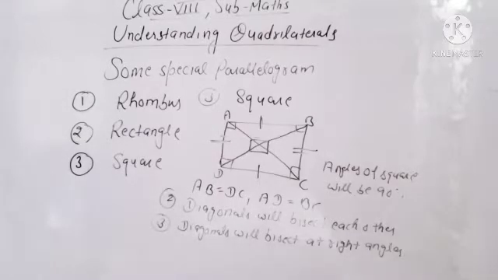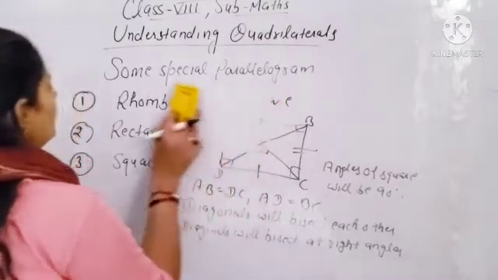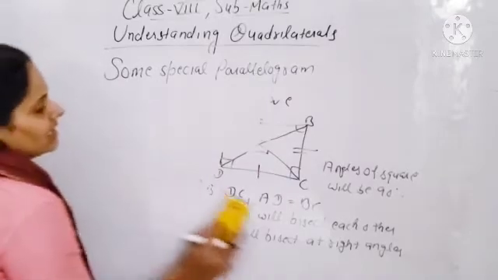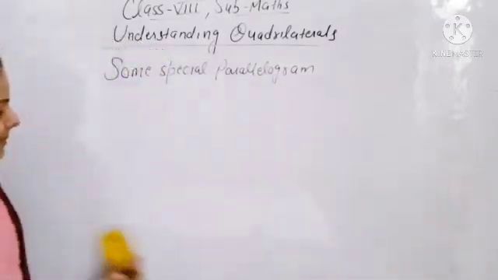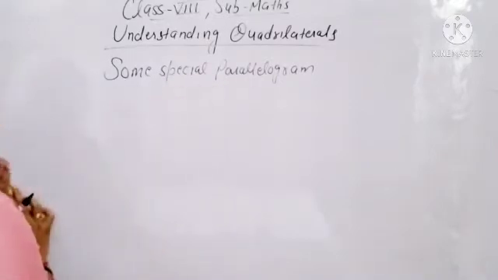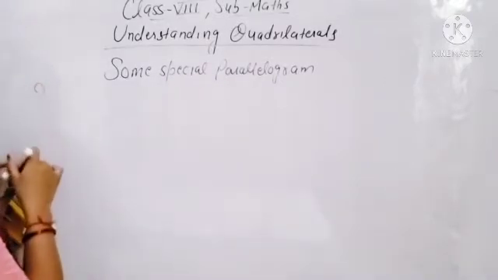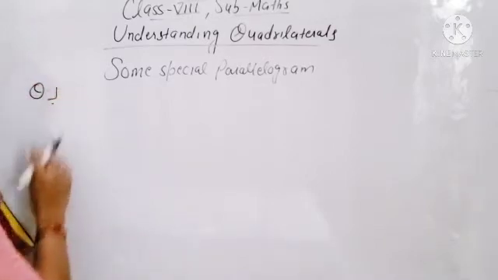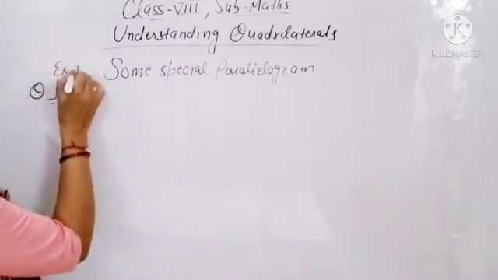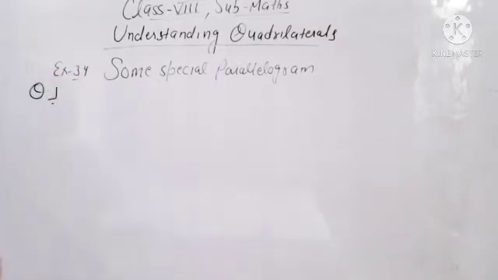Okay, so beta, your next and last exercise, Exercise 3.4, is totally based on special parallelograms. Clear? Simple questions are given, like true and false, so you can complete your exercise today. Okay, so what is question number 1? Exercise 3.4, question number 1.